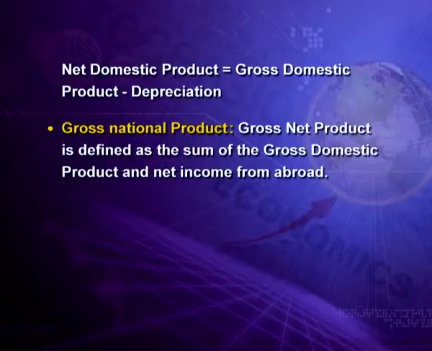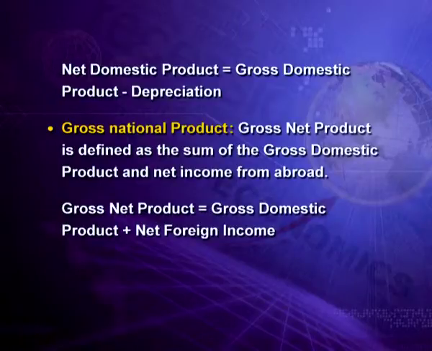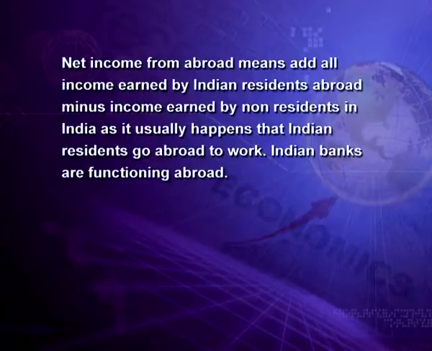Now, what is gross national product? Gross national product is defined as the sum of the gross domestic product and net income from abroad. Gross national product equals gross domestic product plus net income from abroad. Net income from abroad means all income earned by Indian residents abroad minus income earned by non-residents in India.